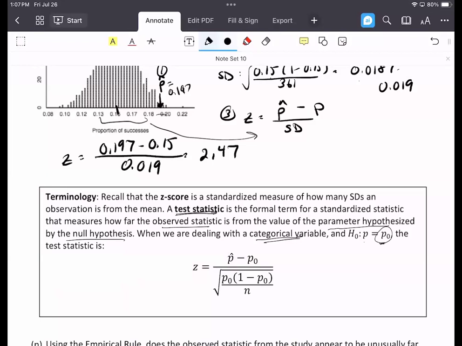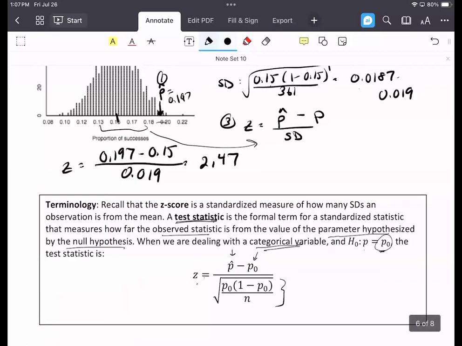The test statistic is now z equals, so it's z like we did before, the observed value, our p hat, minus our hypothesized value, over that standard deviation that I calculated separately. I think it's a little bit easier to deal with.